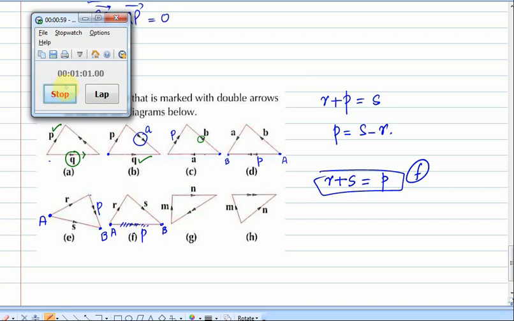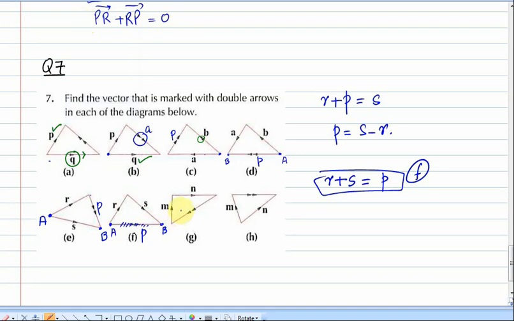I hope that you have done both parts. Now we will check the answers. Now the first answer will be minus n and minus n, right? Because you need to start your journey from this point to this point. First you need to move in this direction, that will be minus n because the direction is opposite. Then you need to move in this direction, that will be minus n. So the part G answer is minus n.